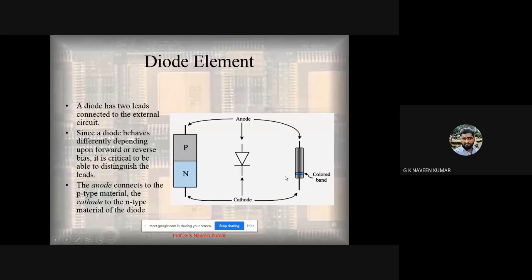If you are given any diode, how can you recognize the anode as well as the cathode? If you see on the diode, the diode will be black in color, and there will be a white circle on the diode. That will indicate the cathode, and the remaining other part will indicate the anode. You might have observed the white circle on the diode. That circle indicates the cathode, and the other part indicates the anode. And you know the anode is connected to P material and the cathode is N material.